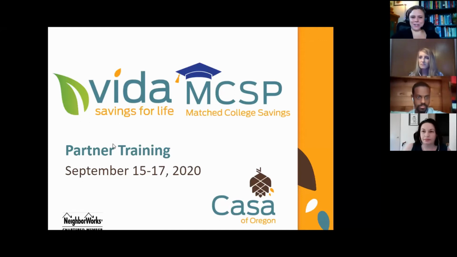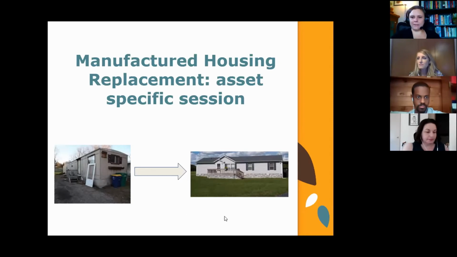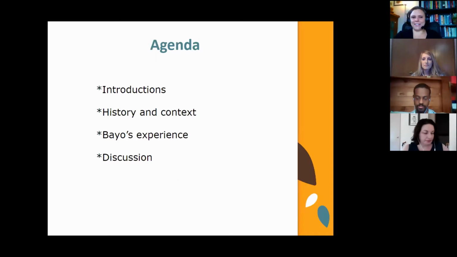This session this morning is about manufactured housing replacement. What we're really going to be focusing on here is the modification to the homeownership asset class that allows us to use funds to replace manufactured homes. The agenda for today, we'll do a few introductions, give some background. We'll let Bio talk about his experience in this field a bit. And then we'll just leave room at the end for discussion, hear from you all.